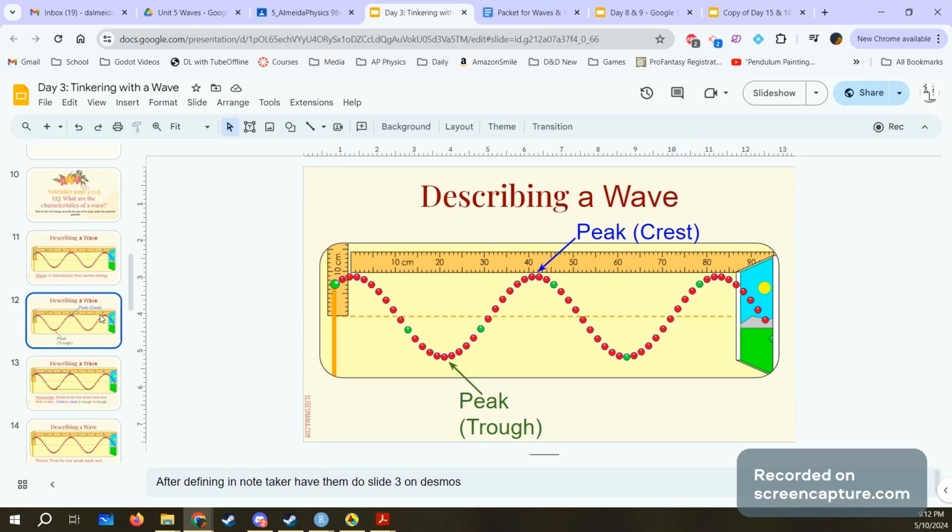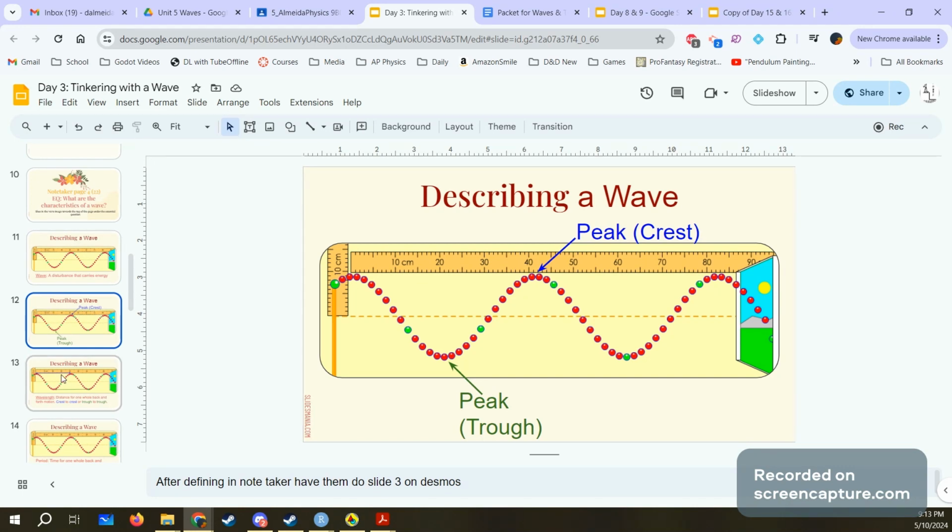Some of the important characteristics of a wave are the peaks of the wave. And when we say peak, we could be referring either to the crest, which is the top of the wave, or the trough, which is the bottom of the wave. These are especially important because a lot of our other definitions rely on knowing what peaks, crests, or troughs are.